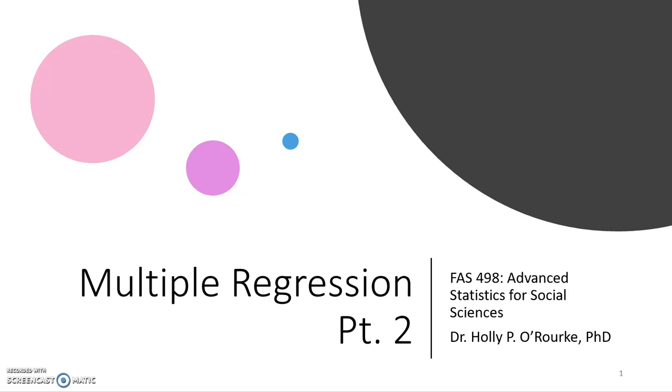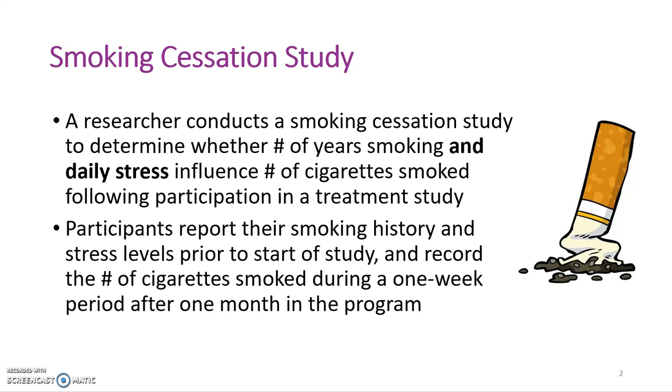In this lecture, I'll show an example of multiple regression with the smoking cessation data. So this is the same example that we used in the simple linear regression video lectures. So let's revisit this study. Now we're going to add an additional predictor to this study. We actually collected additional predictors in this study, but now we're going to identify an additional predictor of interest.